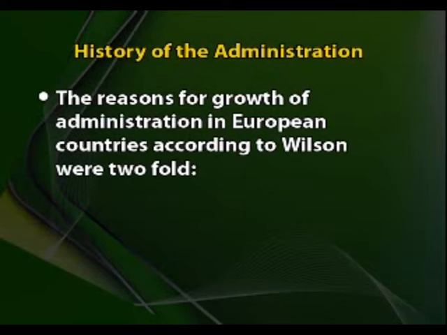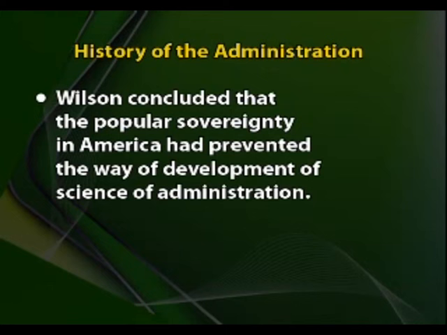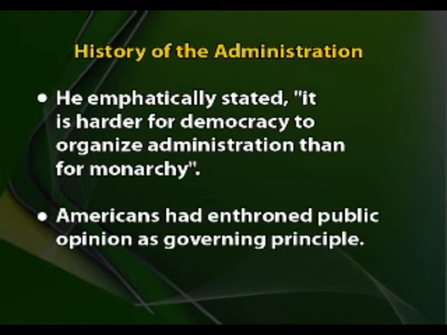He further explained that the reasons for the growth of administration in European countries, according to him, are two. One, in Europe, the governments were independent of popular assent, and second, the desire to keep government a monopoly. Wilson concluded that the popular sovereignty in America had prevented the development of a science of administration. He emphatically stated, it is harder for democracy to organize administration than for monarchy. Americans had enthroned public opinion as governing principle.